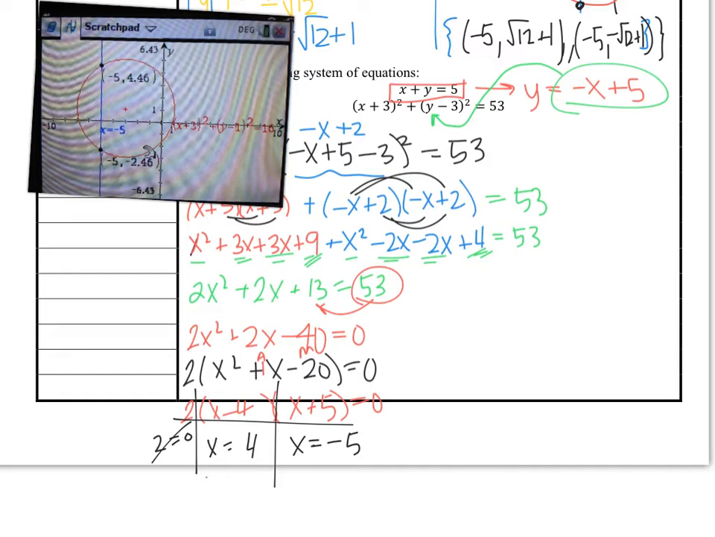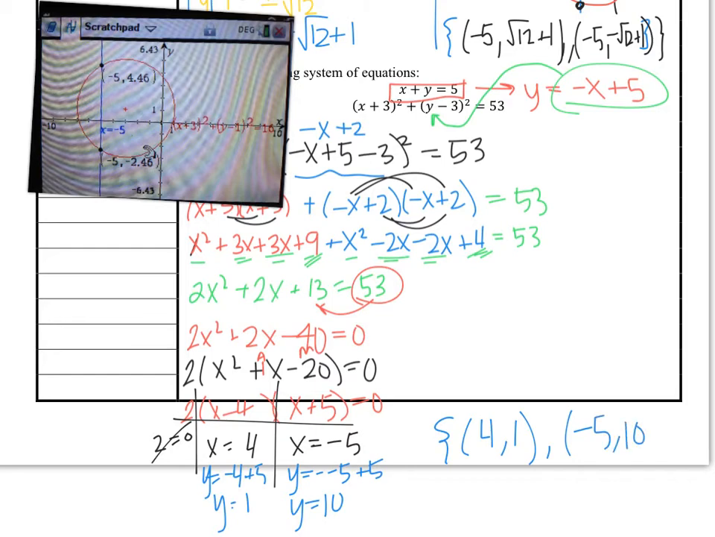So I plug in, I have y equals negative 4 plus 5, meaning y equals 1. The next one I have y equals negative 5 plus 5. So that's really positive 5 plus 5, which is y equals 10. So what we're potentially saying is that we have (4, 1) and (negative 5, 10) as solutions. But again, we have to do a check in order to confirm this.